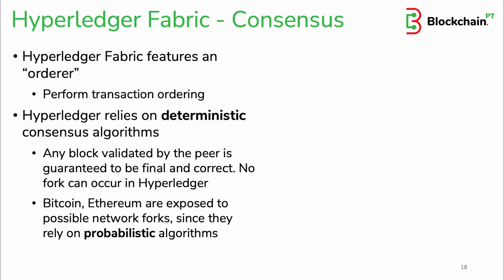Hyperledger Fabric. Consensus. Time to have a look at the consensus mechanisms of Hyperledger Fabric. First, it features a so-called orderer, which is responsible for performing transaction ordering, as Hyperledger relies on deterministic consensus algorithms and thus is not prone to forks at the blockchain network level. Conversely, Bitcoin and Ethereum are exposed to possible network forks, since they rely on probabilistic algorithms. In Hyperledger Fabric, any block validated by peers is guaranteed to be final and correct.